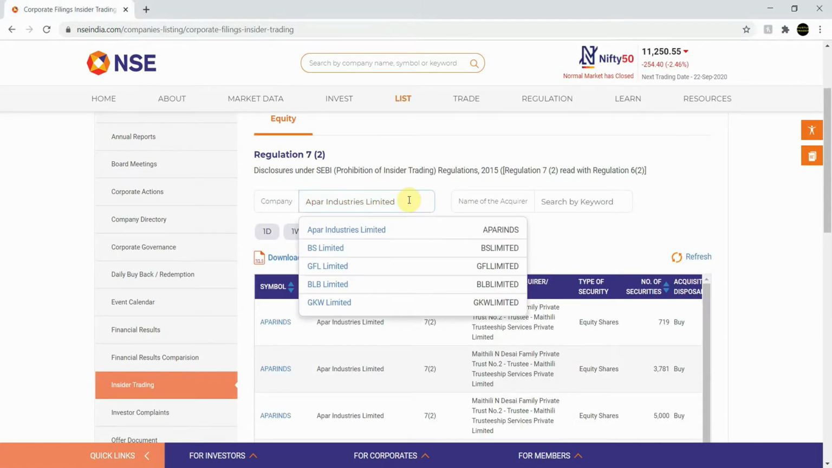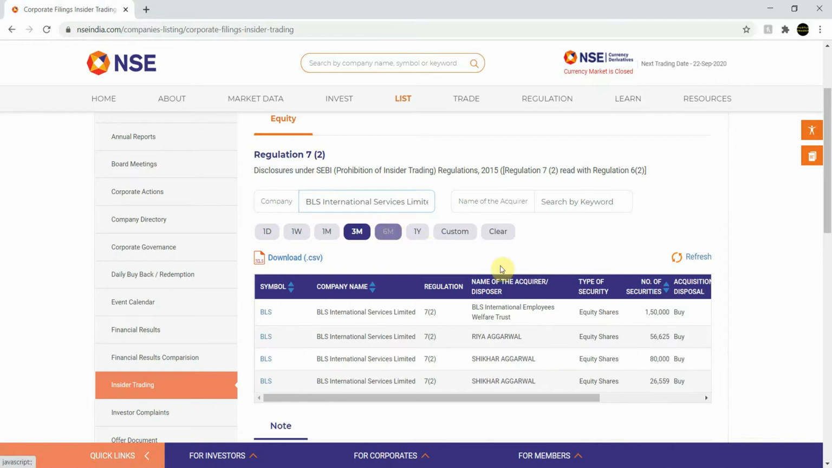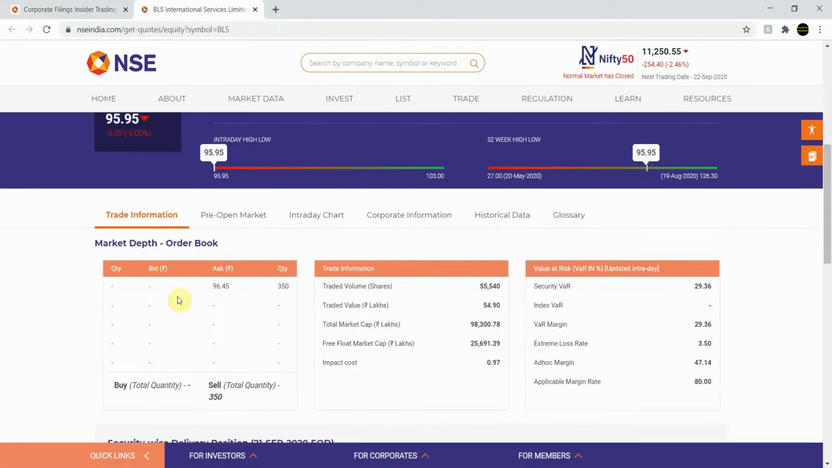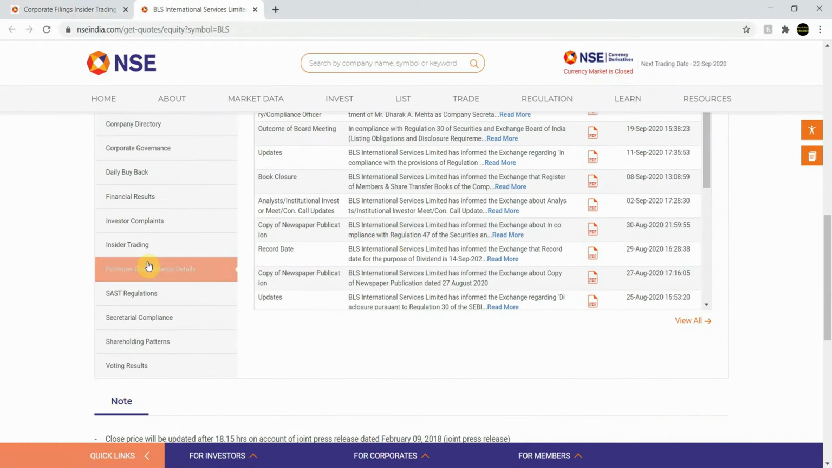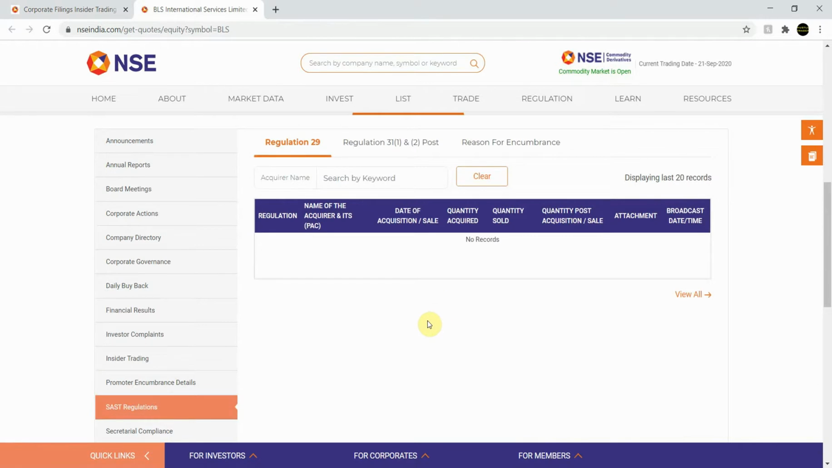Let's close this one. I will paste the BLS into company name, BLS International Services Limited. Next, I'll click on the symbol of BLS. So it quickly directed me to the page of the BLS. I'll go to the corporate information next. I'll check the promoter encumbrance. 0% pledging is there. It looks good. SAST regulation. Okay, so there is no record of any buying or selling on the NSE's website.